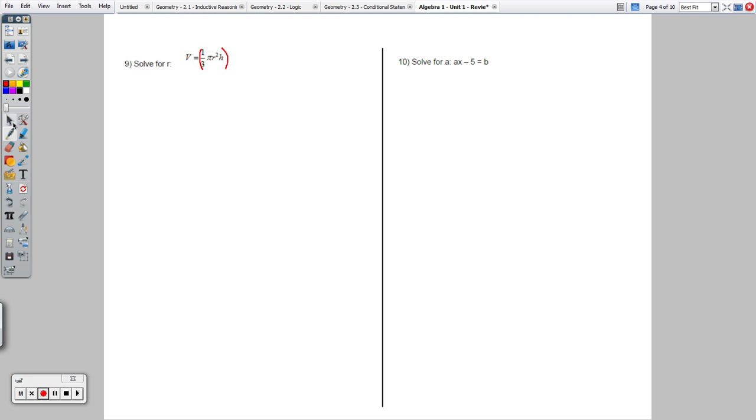Why don't I rewrite that whole equation a little bigger so that we can see it a little better. This is v equals 1/3 pi r squared h. That's actually the volume formula for a cone. So a cone looks something like this. You don't have to know that that's a volume formula for the cone. We need to know how to manipulate this though.